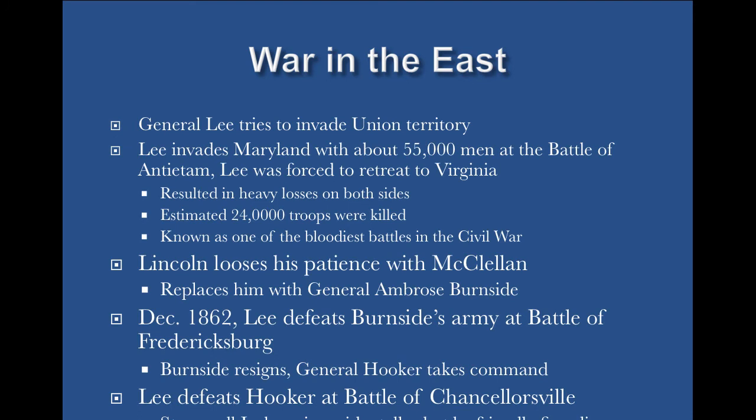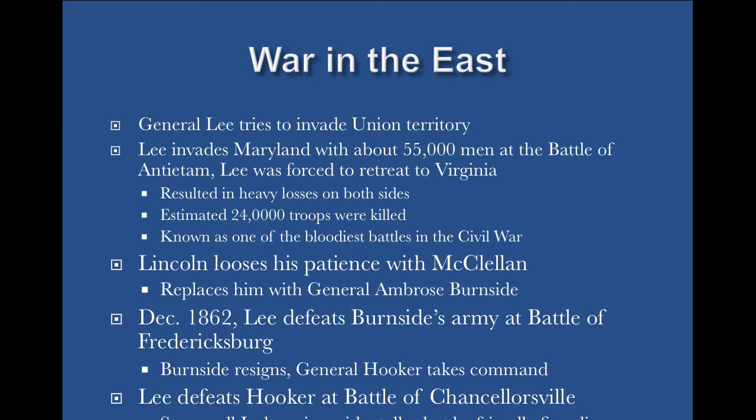General Lee, Robert E. Lee for the South, tries to invade Union territory. He invades Maryland, so he's experienced a lot of victories. He's feeling really good. So he invades Maryland with about 55,000 men, and this was at the Battle of Antietam. The Battle of Antietam is actually a very famous battle. It's known as one of the bloodiest battles of the Civil War because this is where we had a huge amount of casualties suffered.